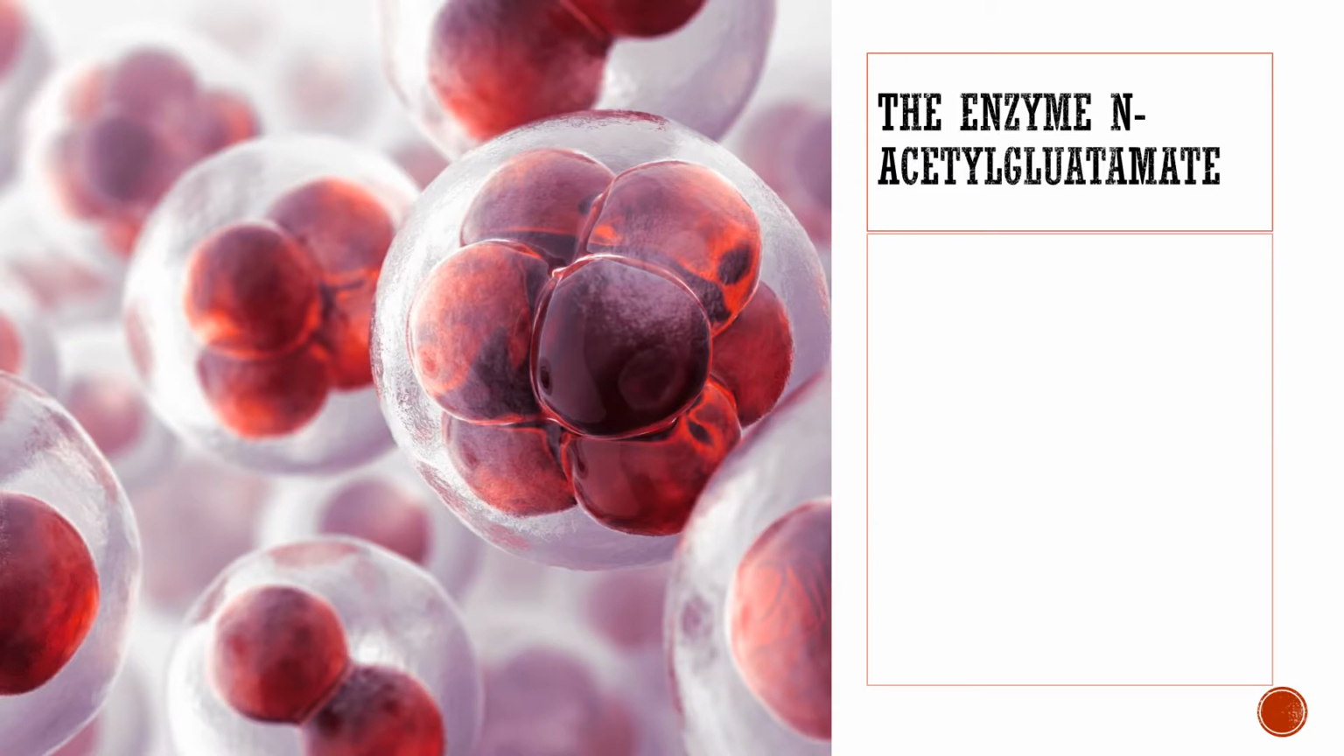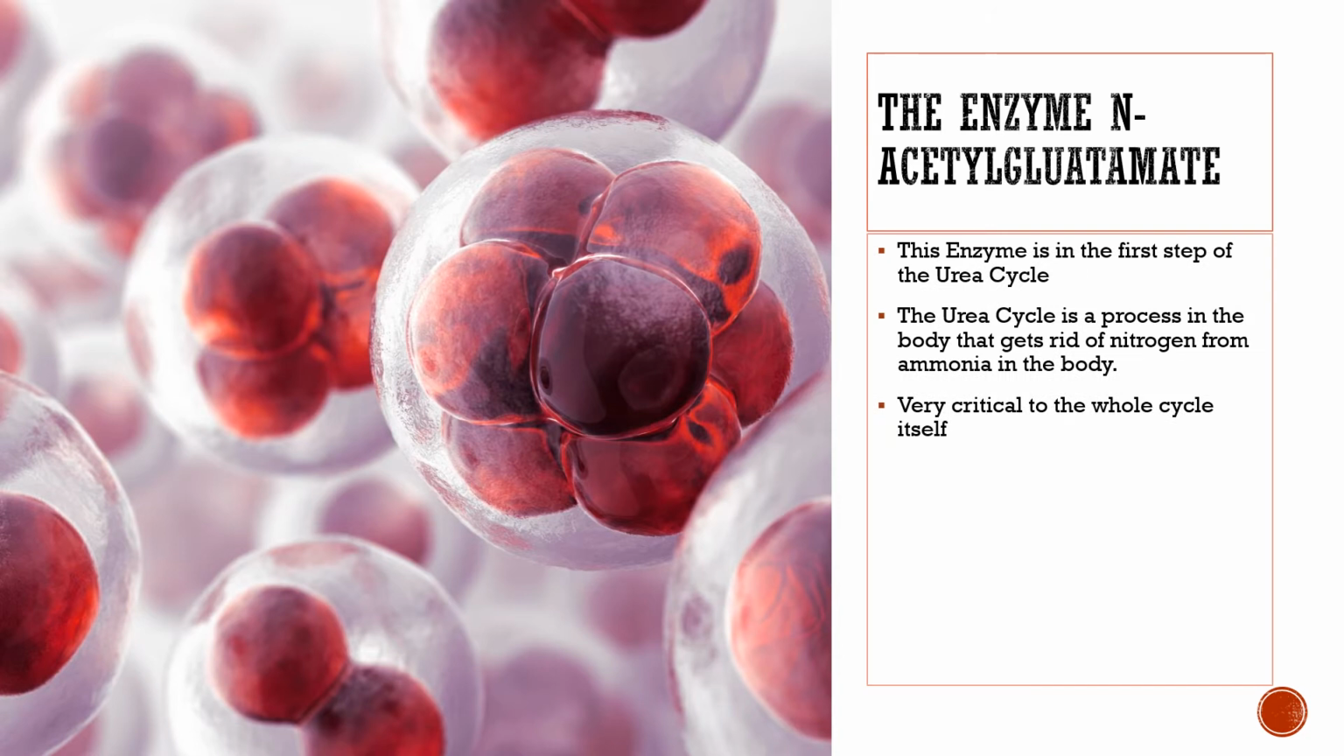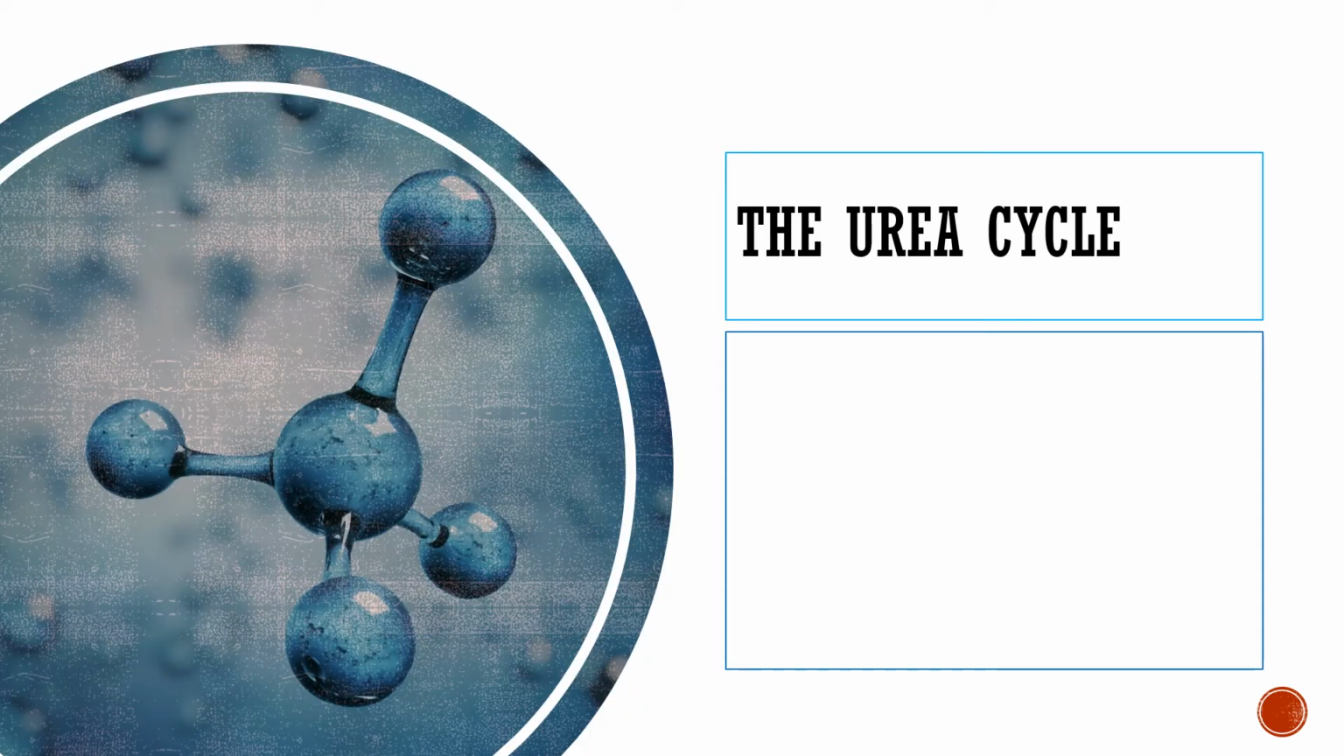So we're going to look at the enzyme that I cannot pronounce, and it catalyzes the first step of the urea cycle. And the urea cycle is a process in the body that gets rid of nitrogen from ammonia in the body. It is very critical to the whole cycle itself, because without this beginning one, symptoms would start to take place. Okay, so now what is the urea cycle?